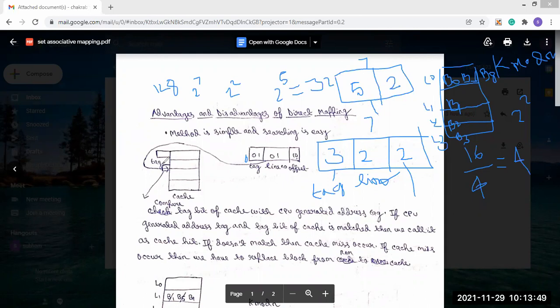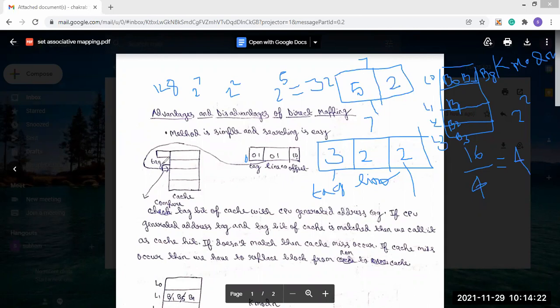But if the tag of the CPU-generated address and the tag bits present in the cache are not matched, that means the block the CPU wants is not present in our cache at this moment. Then at that time we call it a cache miss, because that particular word the CPU wants is not present in our cache at that particular moment.